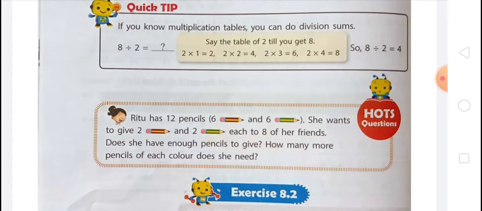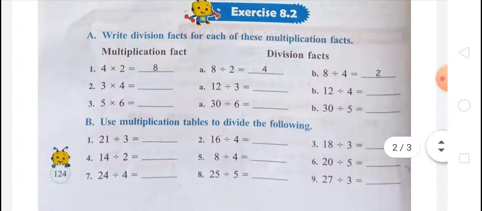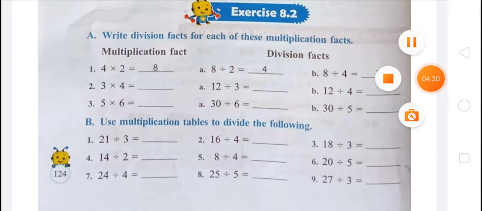Okay. Exercise 8.2. Write division facts for each of these multiplication facts. There are multiplication facts given and you have to write division facts. The first multiplication fact is 4 multiplied by 2 equals 8, and our division facts will be: A, 8 divided by 2 equals 4, and B, 8 divided by 4 equals 2.